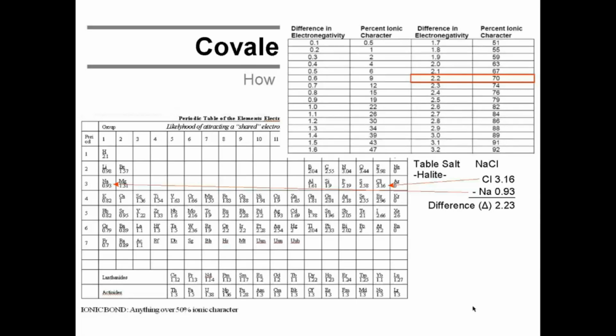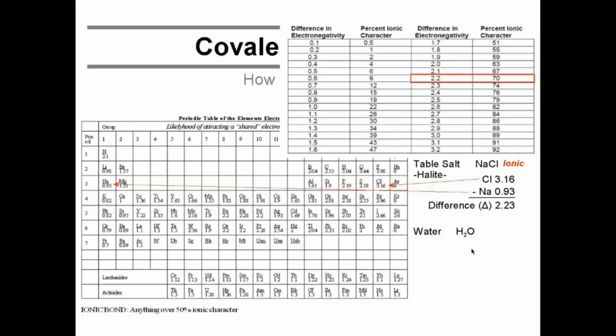Now, there's really hardly anything in this world that's 100% covalent or 100% ionic. There's usually a little bit of covalent bonding going on with any ionic bonding, and there's a little bit of ionic bonding going on with everything covalently bonded. So let's try another little example. So this is an ionically bonded compound. It's over my 50%. What about water?